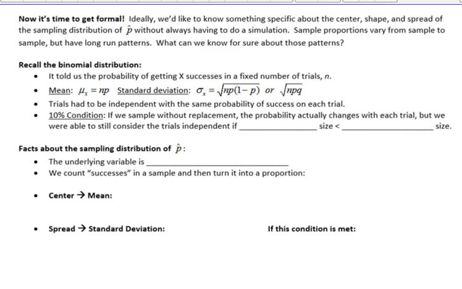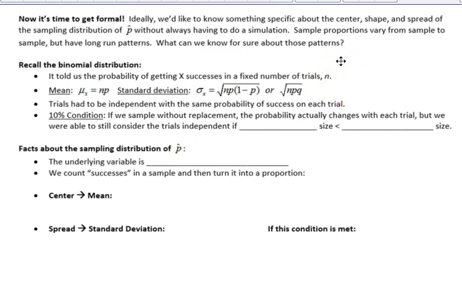First of all, let's recall what we know about the binomial distribution. The binomial distribution told us the probability of getting x successes in a fixed number of trials n, and it has the mean n times p and a standard deviation of the square root of npq. We did that back in our probability chapter.